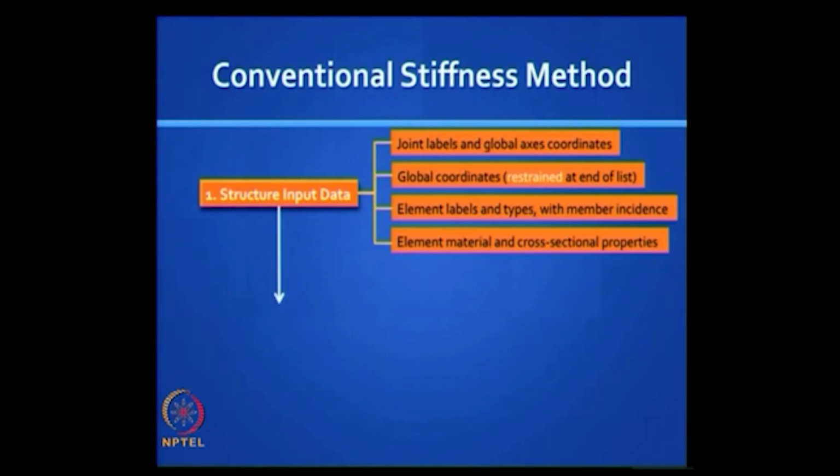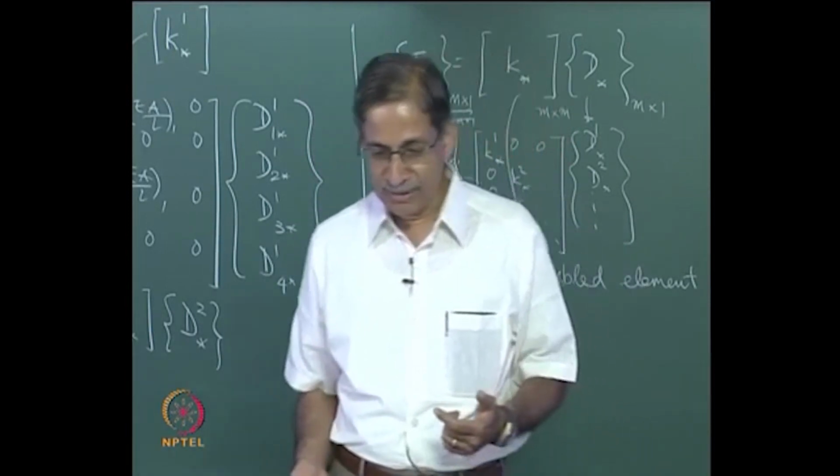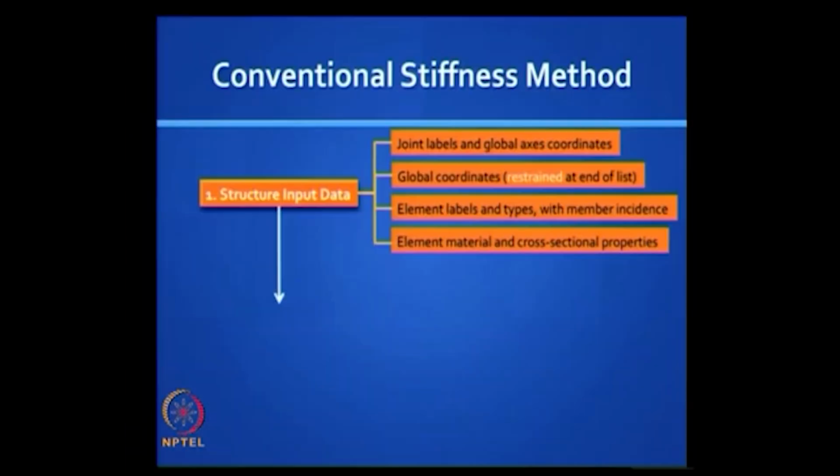So let me sum up, because we are just showing the big framework, we are not solving any problems. What do you do in the stiffness method? Well, your first job is to make sure that the computer is able to deal with the same structure that you have in mind. So you have to give information regarding the joint labels, the global axis coordinates, identify the active and the restraint degrees of freedom, put them at the end of the list, give them labels and identify the incidence, which is your start node, which is your end node, and give the element material and cross sectional properties.